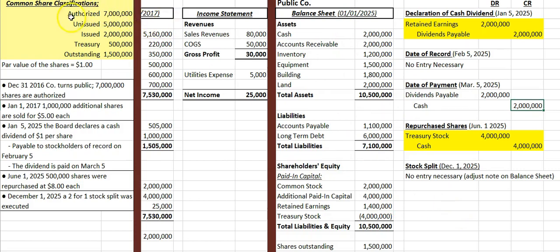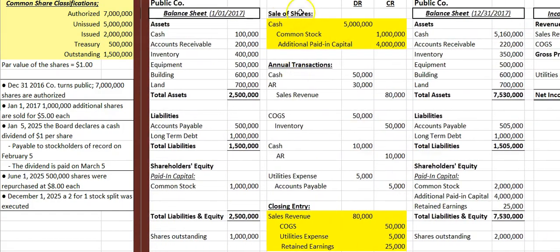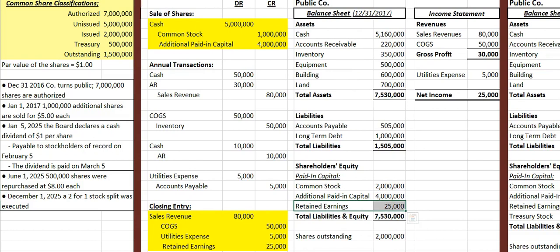So for the test, learn the different classifications, learn how a very simple entry is made when a company sells shares. The two major classifications of shareholders' equity, which are paid-in capital and retained earnings. There's other things like treasury stock and so forth, right?